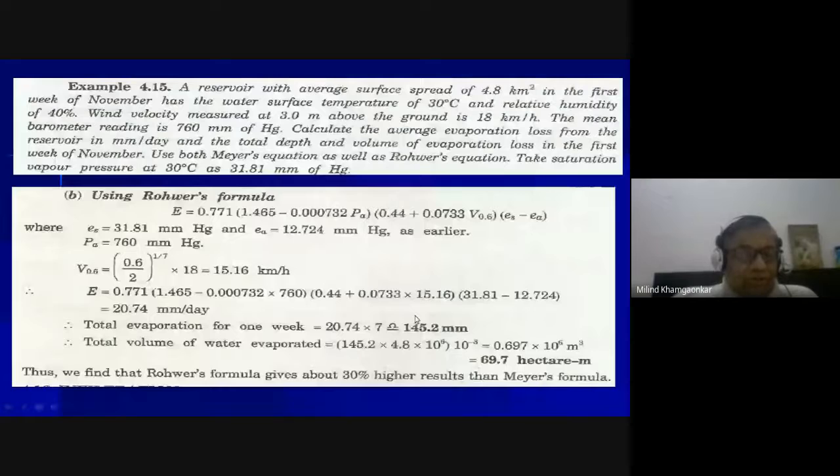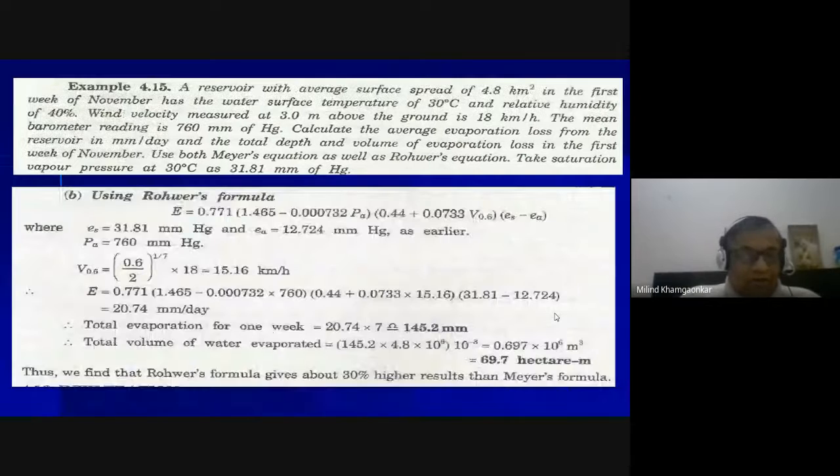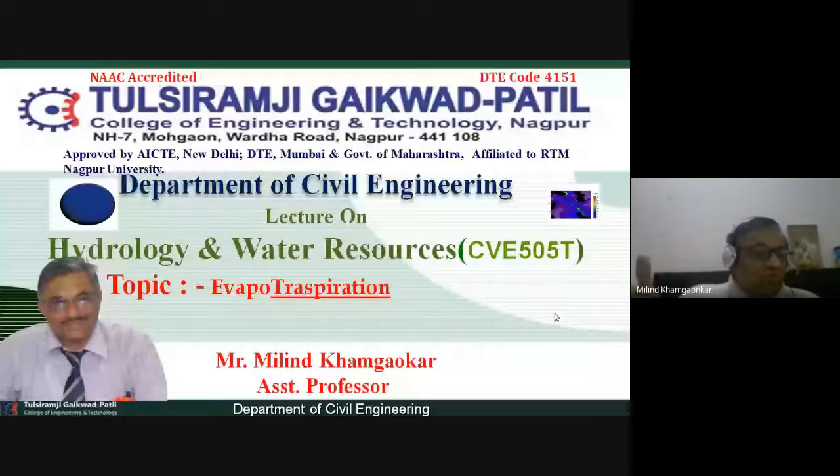So the total evaporation for 1 week is 20.74 into 7, which is 145.2. Again, this depth is multiplied by the water spread area, converting into meter cube. It comes as 69.7 hectare meter. So the value by Rohwer's formula is a bit more than Meyer's formula. That point is to be noted. Again, as you have ample time, solve this numerical on your own. Somewhere or other, it will definitely be helpful to you.